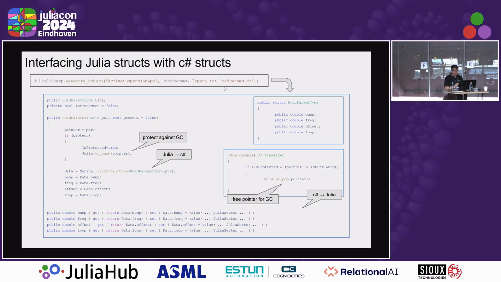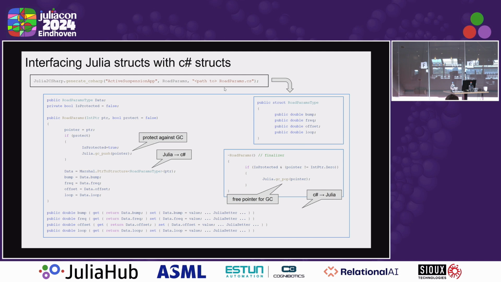So a little bit of details of how that looks. If I generate this road parameter structure, it's going to generate an initializer for me in the C#. I'm going to be sending this the pointer that I get from Julia. It's going to protect against garbage collection, because if I'm going to hold onto that pointer in the front end, I need to make sure that Julia doesn't delete it from me.